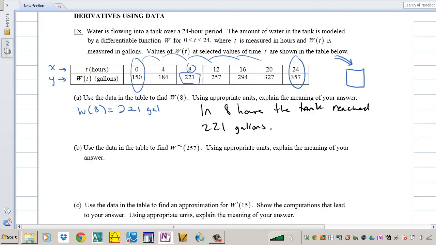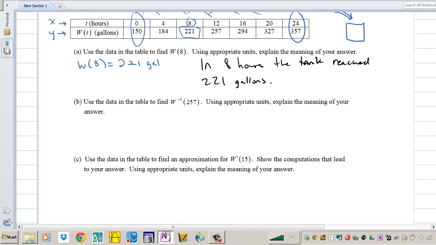Okay, letter B. Use the data in the table to find W inverse of 257. Using appropriate units, explain the meaning of your answer. So this -1 power around the W doesn't mean the -1st power, literally. It means the inverse. Remember that in pre-cal, you talked about f of x is equal to y, and the inverse of f of x was f inverse. Now what does f inverse mean? Well, it just means that the domain and the range switched. In other words, the x and y switched. So an equivalent statement to the inverse of f of x is just simply f of y is equal to x. Just switch the variables. That's all you're doing, just swapping the variables.